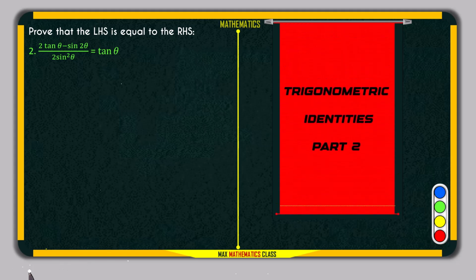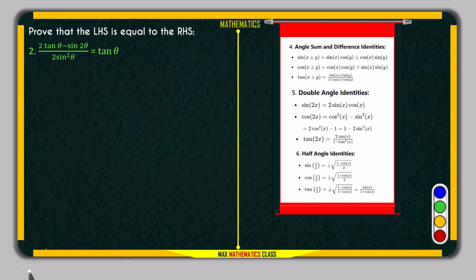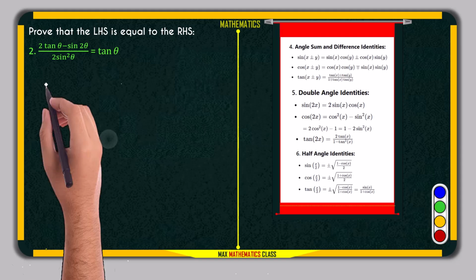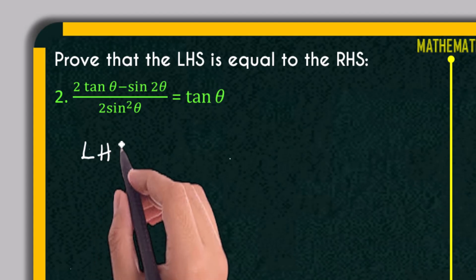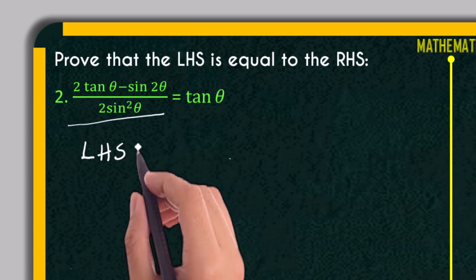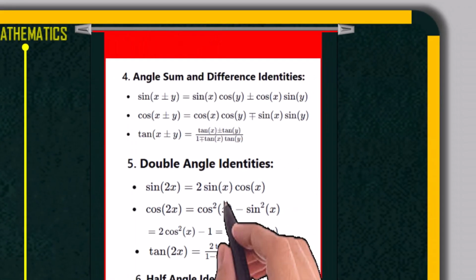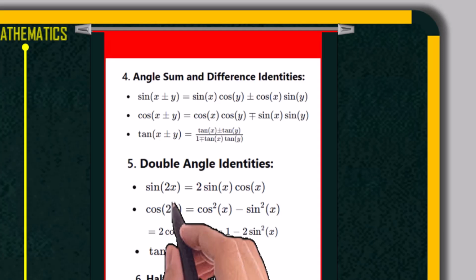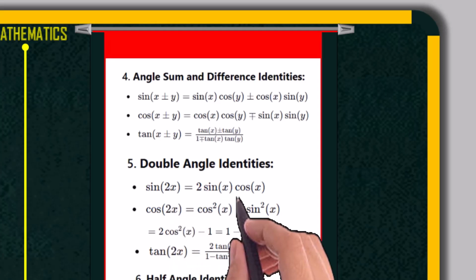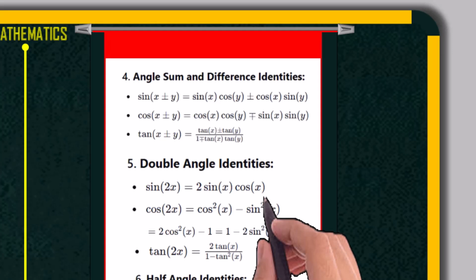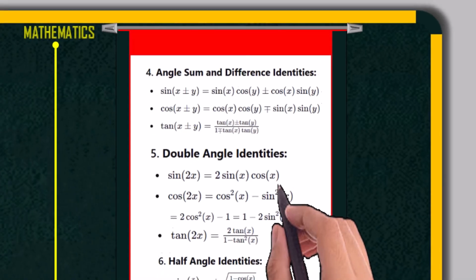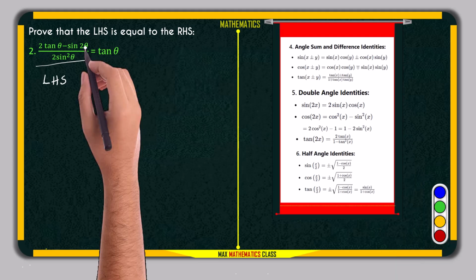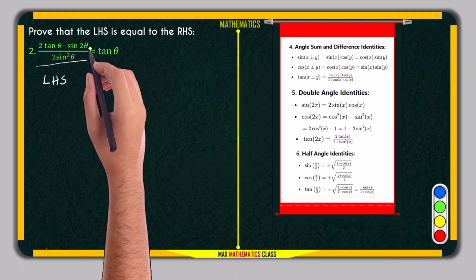So number 2, we have (2 tan theta minus sine 2 theta) over 2 sine square theta is equal to tan theta. So we are going to take the left hand side, which is this one. Now this is one of the things that will help us: sine 2x will be 2 sine x cos x. So take note of this value. We are going to use it to prove this. It's the major identity here to handle this sine 2 theta.